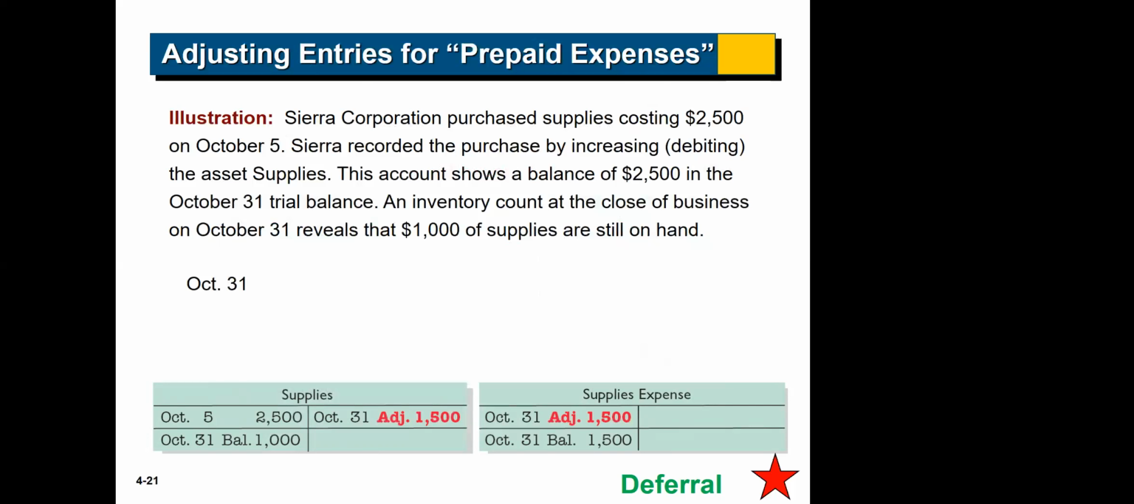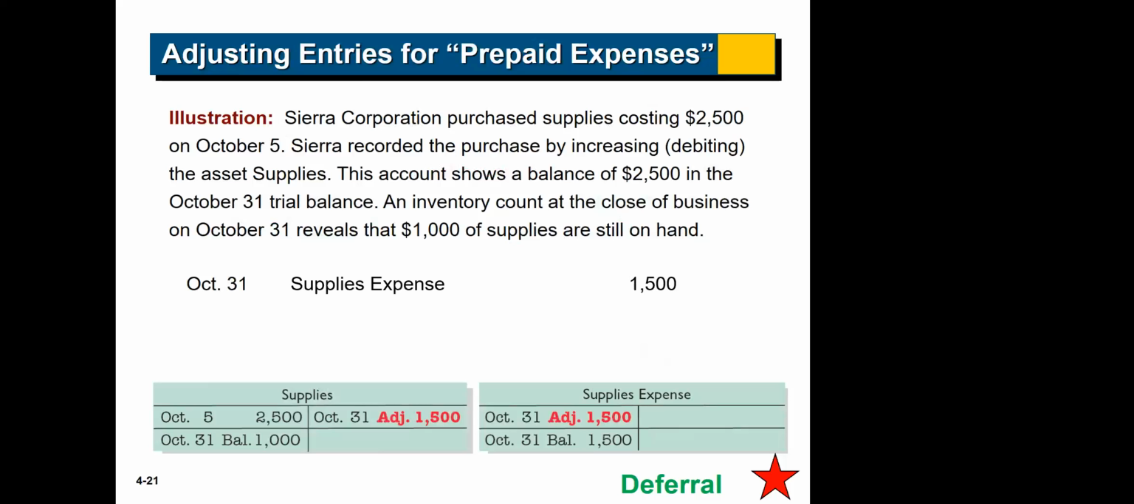Sometimes they'll tell you, you have used $1,000 worth of supplies. Sometimes they'll tell you, you started with 2,000, you ended with 1,000, you have to figure out the difference, which is how much you've used. So whenever you're doing the adjusting entries for supplies, the number you want is what you've used, and that's what you're going to do your adjusting entry for. Was it supplies or inventory? Supplies.